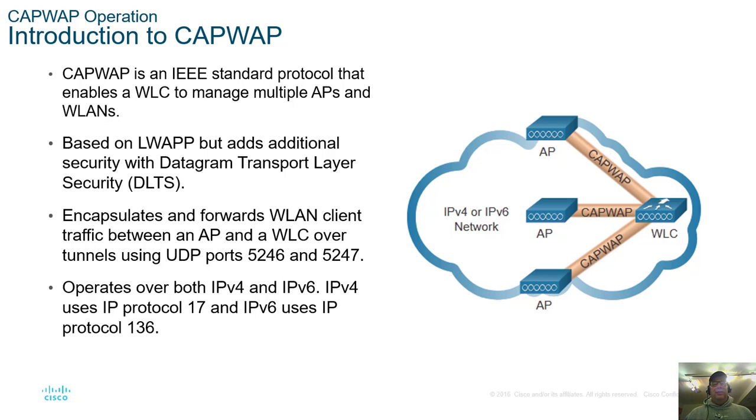So that brings up another solution that we need to be aware of, the Datagram Transport Layer Security, DTLS, which allows us to securely pass the data information from the wireless controller to the wireless access points and back from the wireless access points over to the wireless controller. It is a UDP protocol. It's something newer and more efficient.